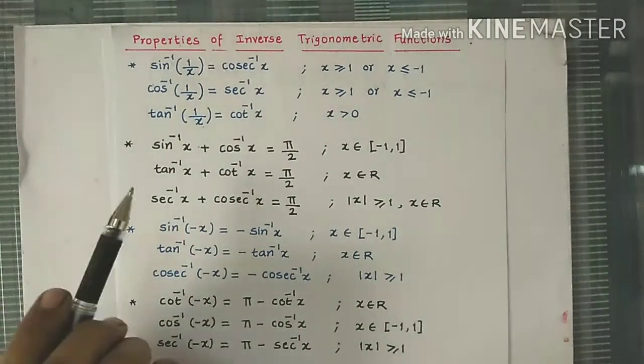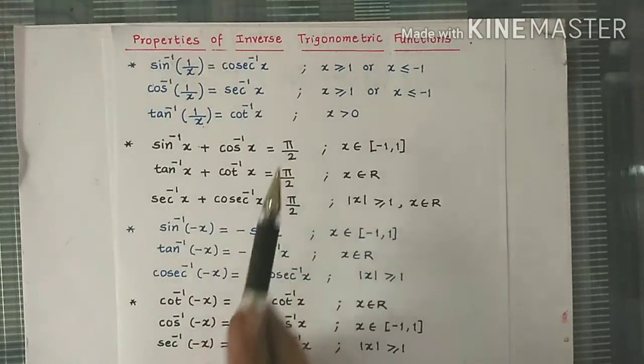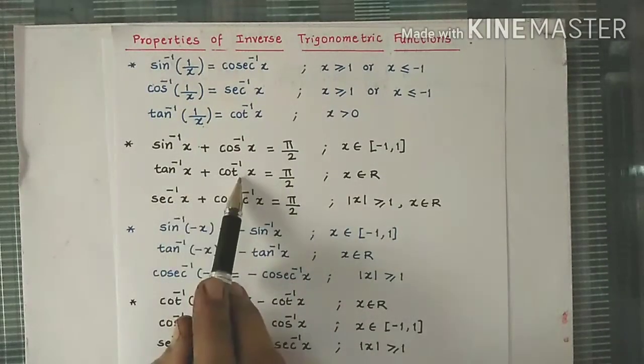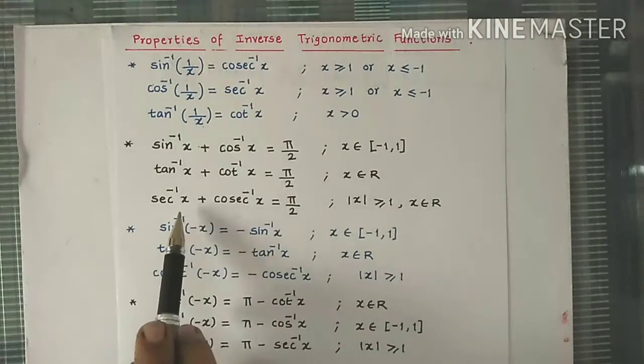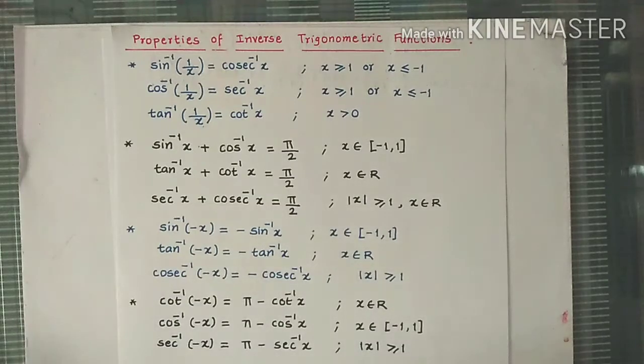Okay. Next property is sin inverse x plus cos inverse x is pi by 2. Tan inverse x plus cot inverse x is pi by 2. Sec inverse x plus cosec inverse x is pi by 2. Okay. Now the next property we have used while solving the questions on finding the principal values.